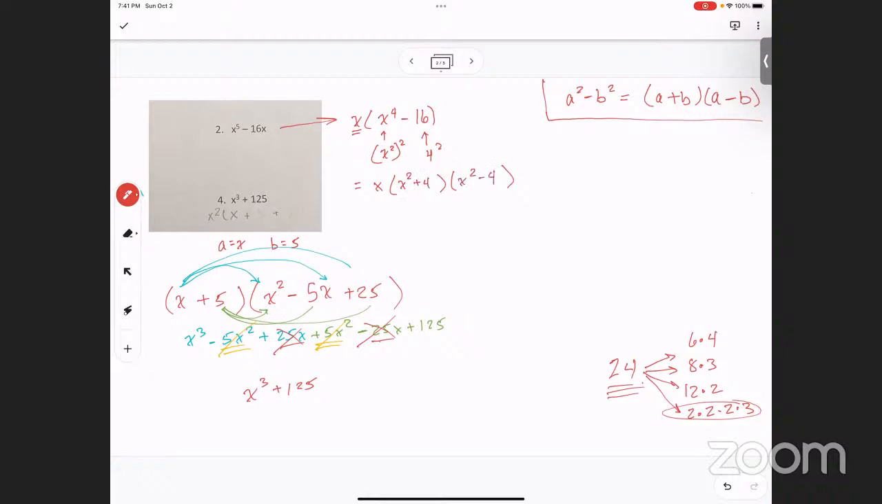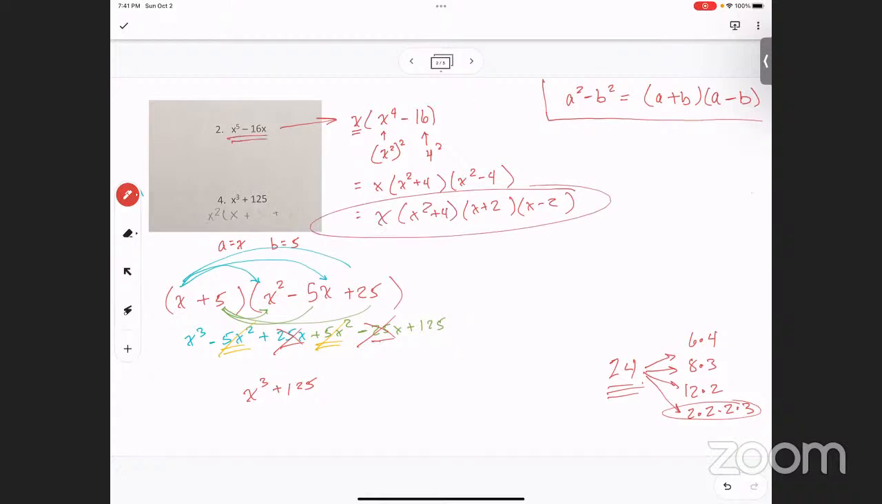Perfect. Good job. Now, am I done? No, you can factor it more. Which one can I factor more? The subtraction. That's right. I can't factor this one anymore, like we just talked about, but I can factor this one. Now, how does that factor? x plus 2 and x minus 2. Good job. There you go. So that is your complete factorization of this expression.